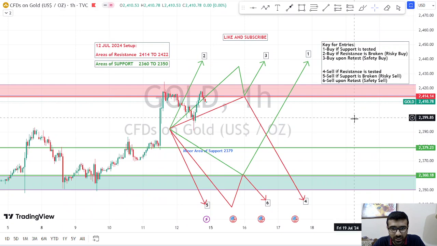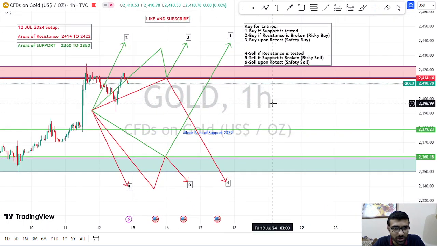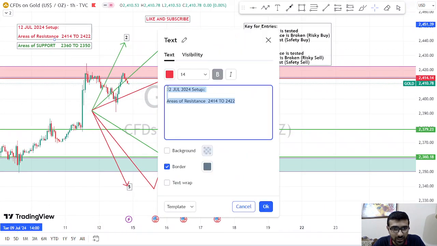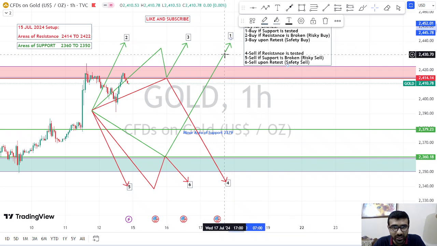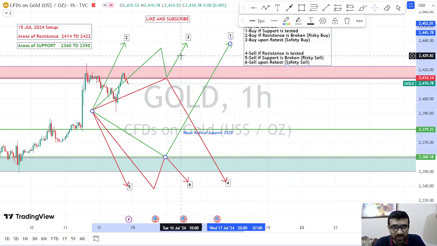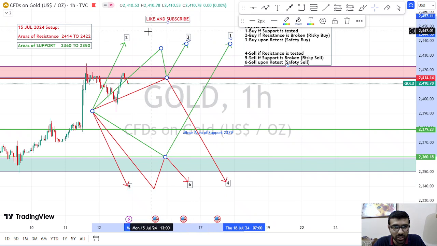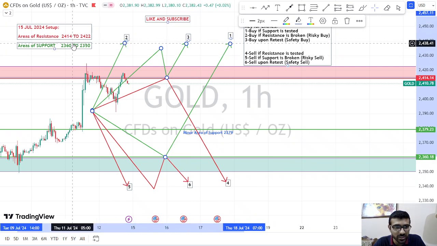Okay, so overall just as we had discussed, gold behaved exactly as we expected it to behave, and market gave us very good opportunities, and market respected our given area of resistance on Friday. So I hope that you would have also made some good profit while trading this gold pair versus US dollar, and you would not have missed out on these easy profits.